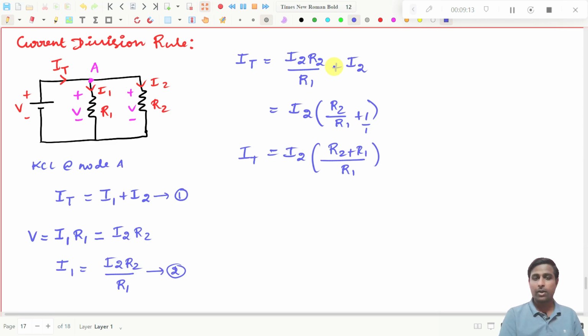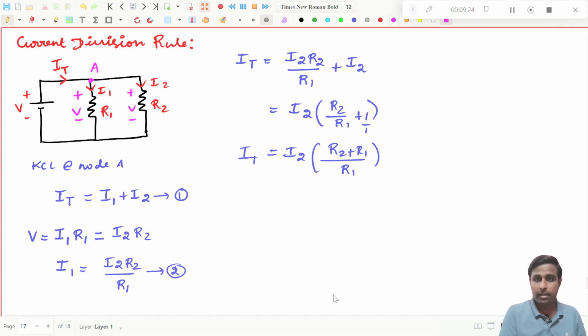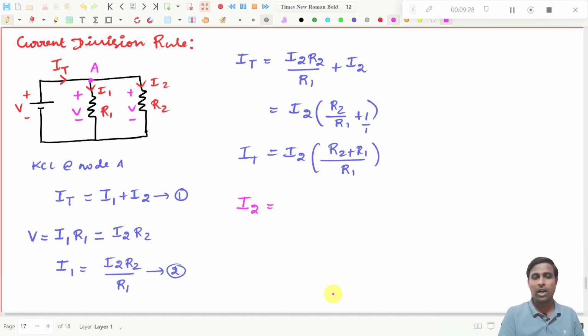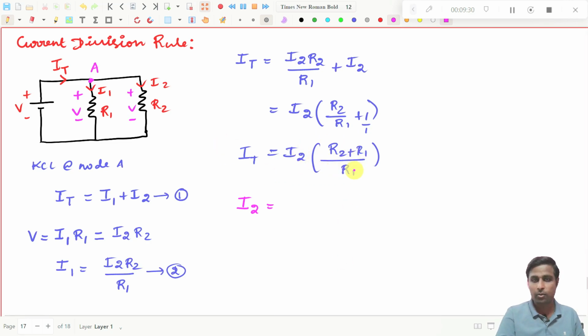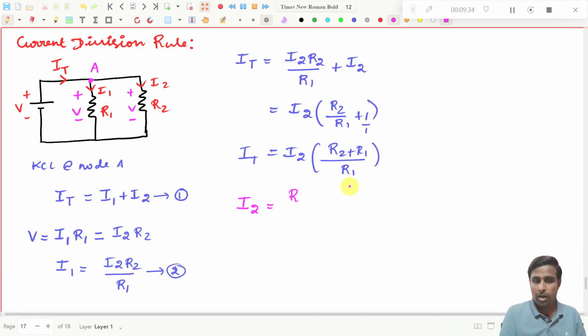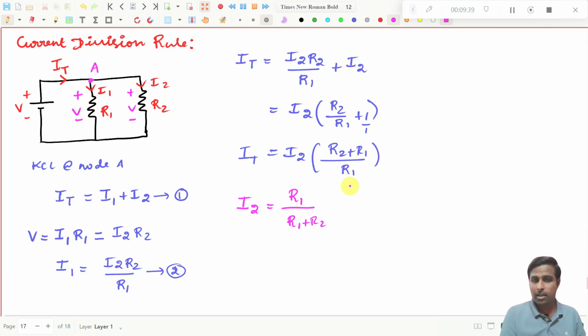And that is nothing but IT. Now what I need to find is I2. So if I want to find I2, I will write like this. I2 will be equal to, you just bring this term to the other side, so it will be inverted. What you will get? R1 divided by R1 plus R2 into IT. That means this is the total current. That's all.